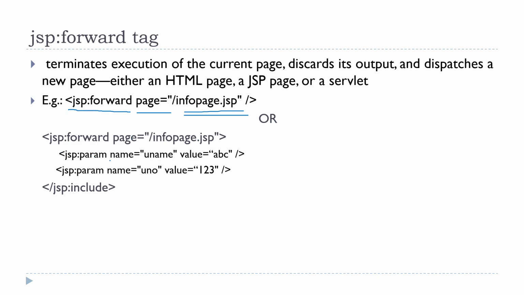We can also pass in parameters. In the body of this forward tag, we will be passing these parameters using the JSP param tag. We can pass any number of parameters to our info page.jsp, and then we can access these parameters and parameter values in the info page.jsp code.